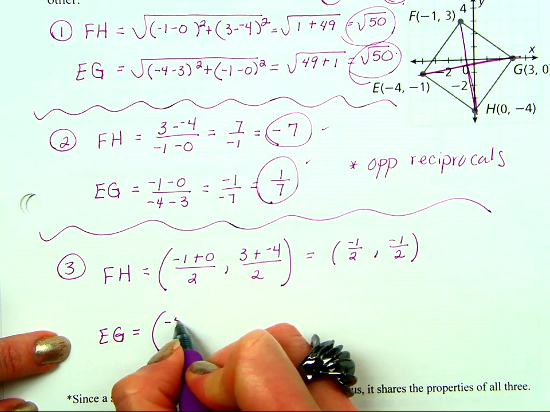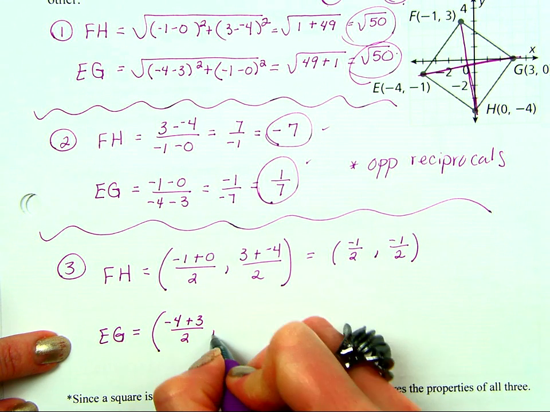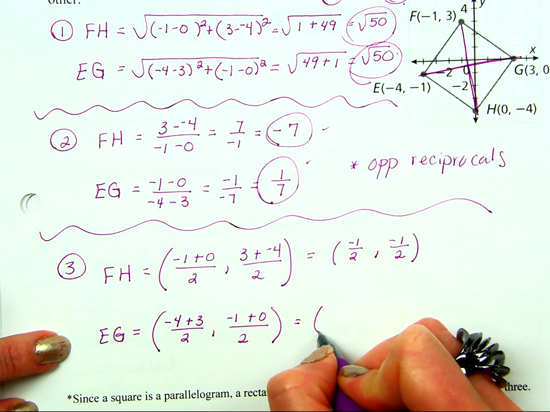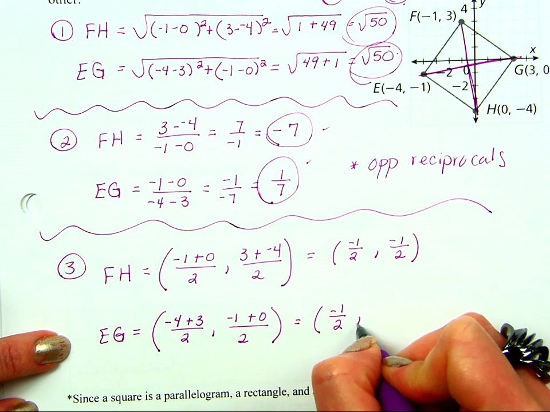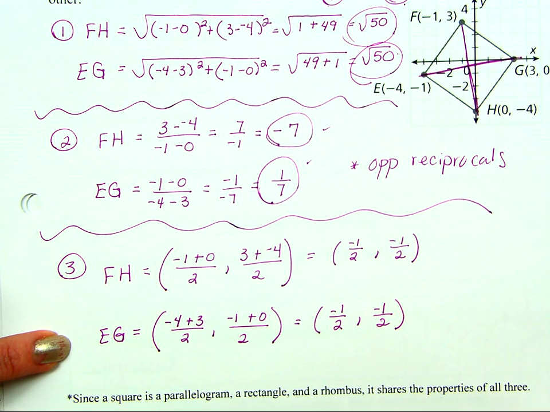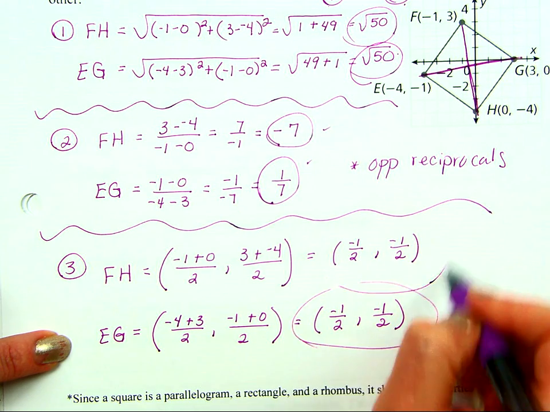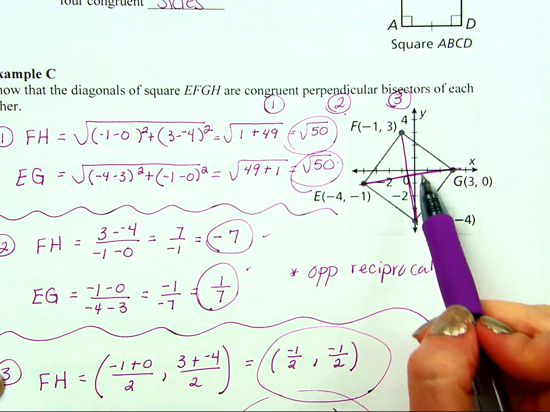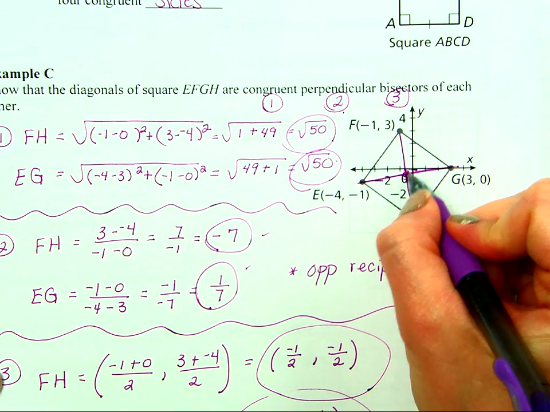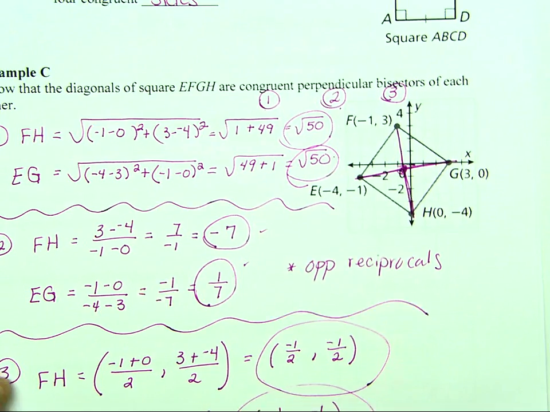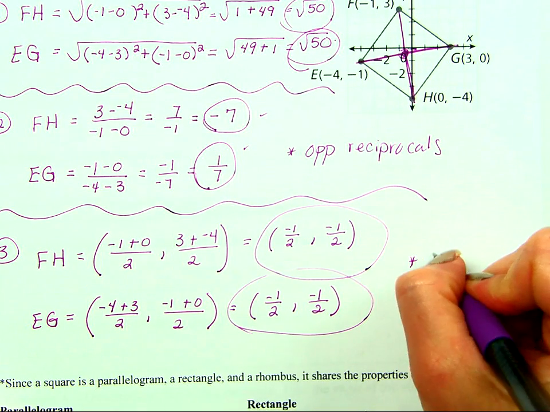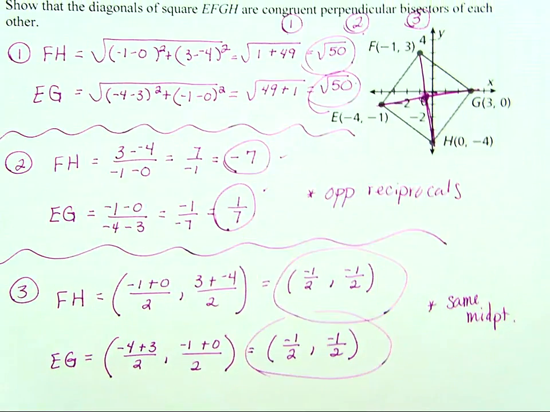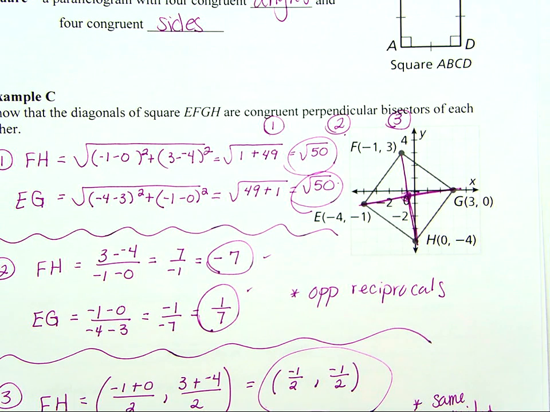x plus x divided by 2, y plus y divided by 2. And you can see we have shown both -half as our midpoint. And in fact, if we come up here to our graph and we go -half, we can see that that is our intersection point. So now we have shown they have the same midpoint. And that is how I would show in three steps our congruent perpendicular bisectors of each other.